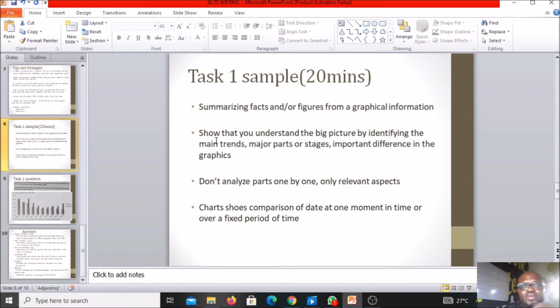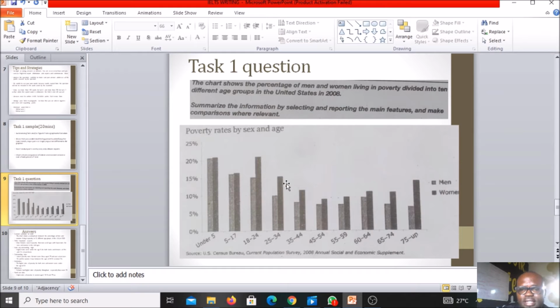You're supposed to summarize the facts and figures from the graphical information. You're supposed to be able to show that you understand the big picture by identifying the main trends. That's what you're going to be looking at. When you look at this very chart that you're given, check out the main trends. That's the most important thing. Don't go about trying to explain them point by point, bit by bit. Just check about what is most important.